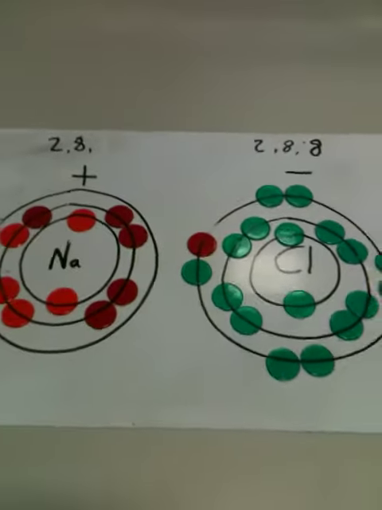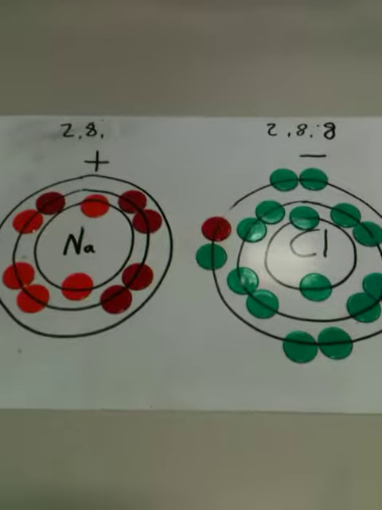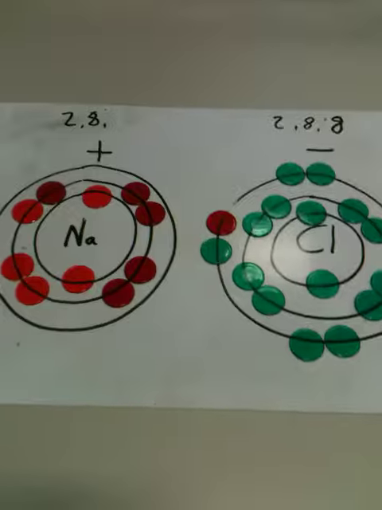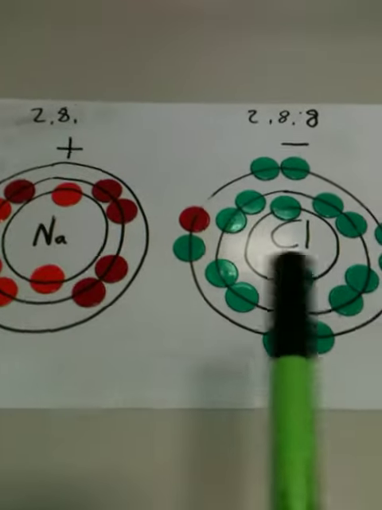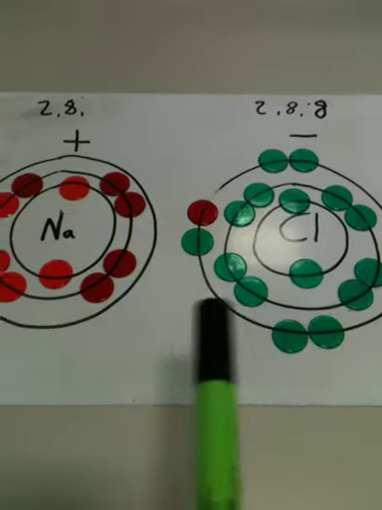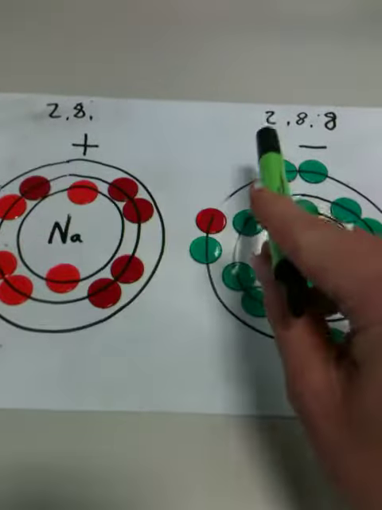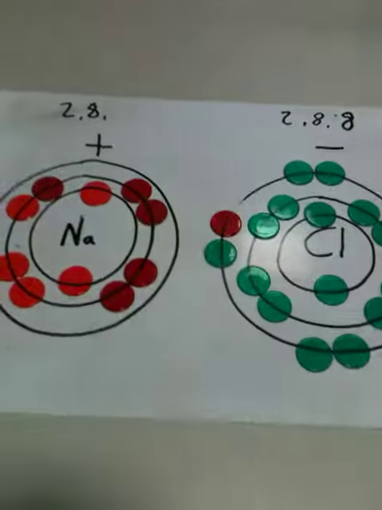And finally, because opposite charges attract, we've now got an ionic bond between these two ions. The positive sodium will attract the negative chlorine and vice versa. And of course, they've both got full outer shells.